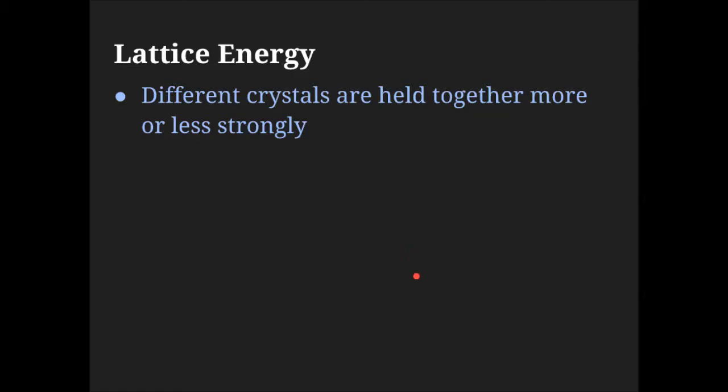First, the size of the ions. Smaller ions exert more attractive force than larger ions. That's because their charge density is higher. A smaller ion with the same charge as a larger ion, well, all of that charge is concentrated in a smaller area for the smaller guy. It's more distributed in the bigger guy, so the smaller one is going to have more power per surface area.